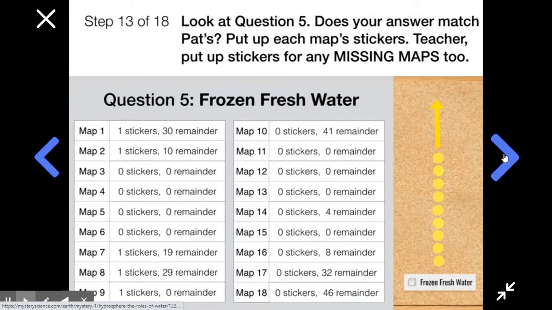Now let's see how many squares of frozen freshwater are on the map of Earth. Look at question 5 on your worksheet. Does your answer match Pat's? Put up each map's stickers. Teacher, put up stickers for any missing maps too. If your numbers don't agree and you think Pat got it wrong, again, let us know. We suggest you use Pat's numbers now.